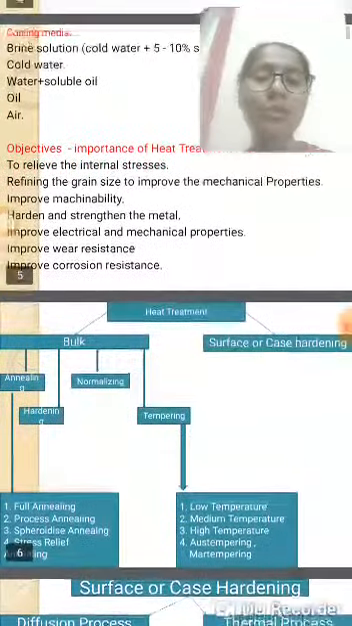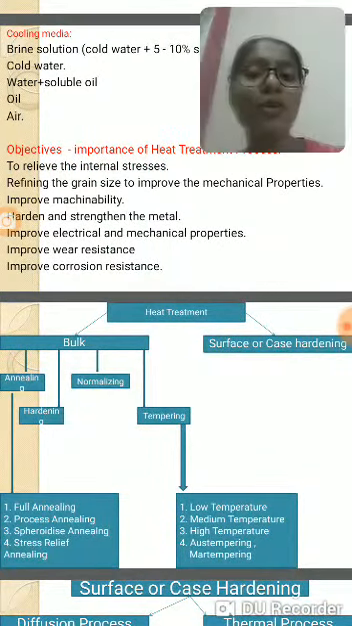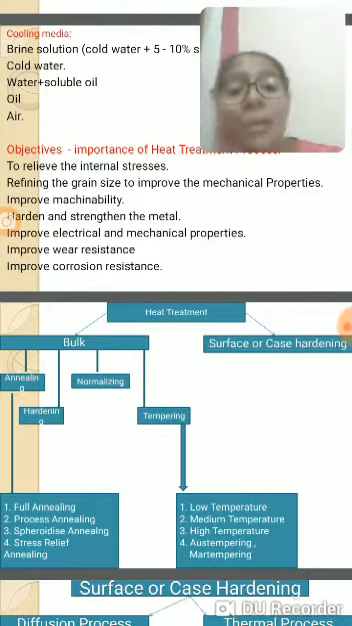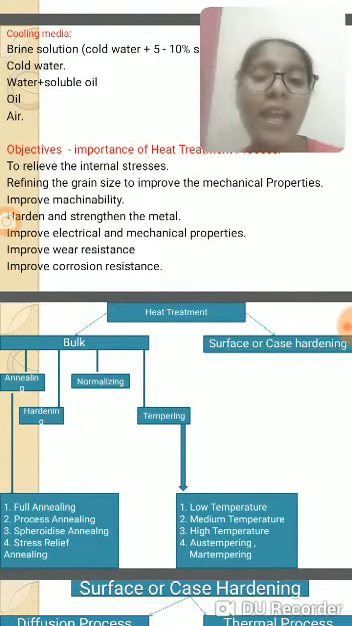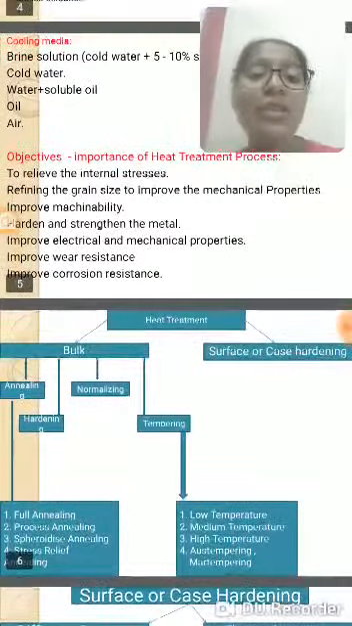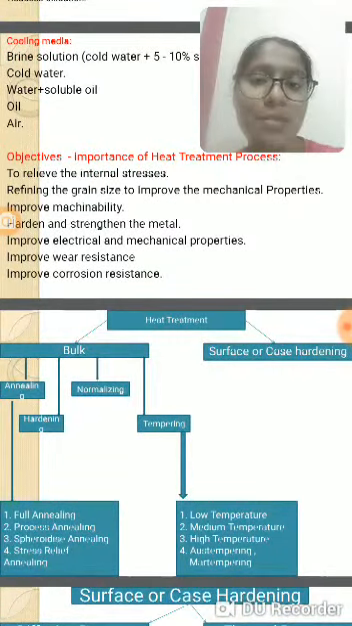After that, I would like to tell you about the importance of heat treatment. In the beginning of the video, I told you that heat treatment is done for improving the internal structure. It is done for strengthening the metals. It is done for improving the mechanical and chemical properties of the metals. Not only this, it is also done to relieve the internal stresses. It is done to improve the grain size, and it improves the machinability of the metals. It is used for strengthening and hardening the metals.